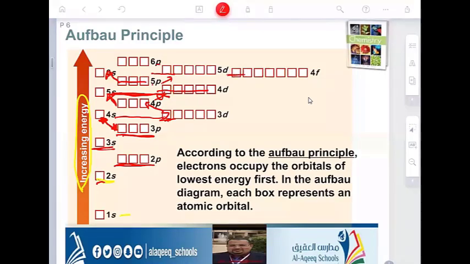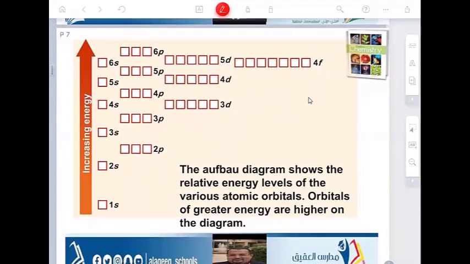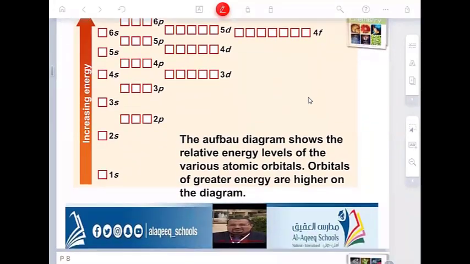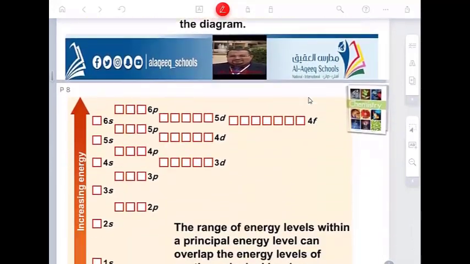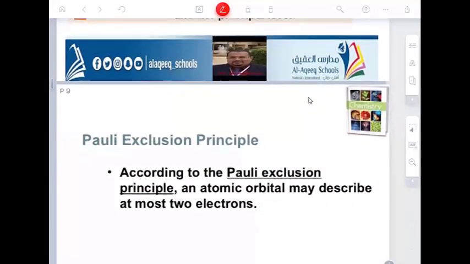From all of that, we have to know that the Aufbau principle says that electrons occupy the orbitals of lowest energy first, then you can fill the higher ones after that. And the diagram shows you that. Is it clear? Okay. How can we apply this arrangement? It's not difficult. This diagram is easy to follow if you follow this drawing.